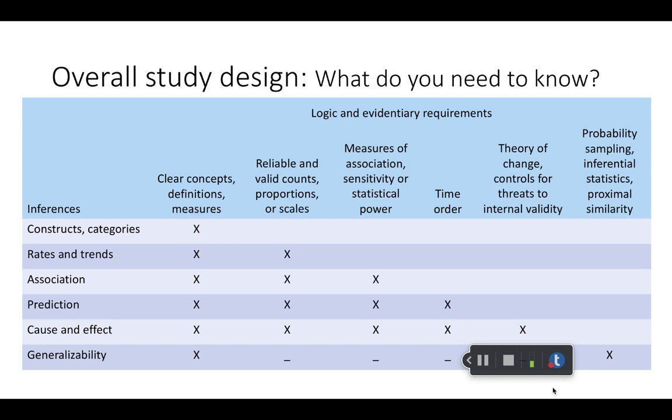Then we'll think about an overall study design. What do we need to know? And again, the answer to that question depends on the kinds of inferences we want to make. You've seen this before in different iterations. So depending on what we want to know, we will think about what kinds of logic and evidence will be required to provide useful information on that topic.